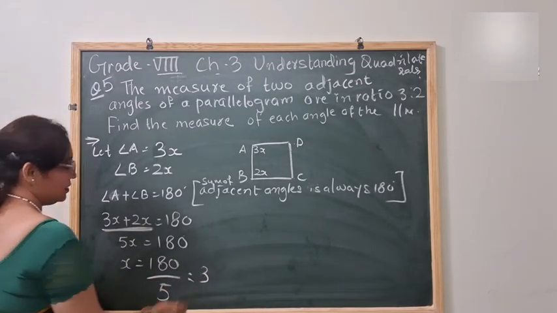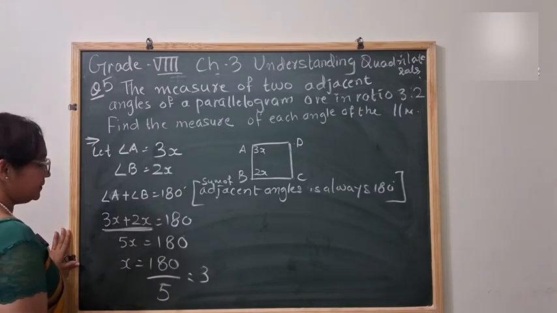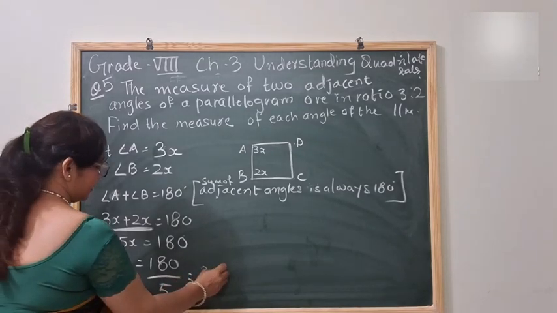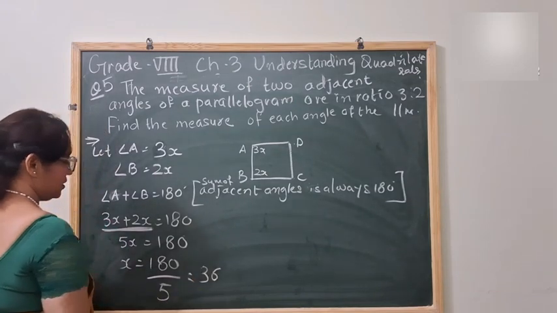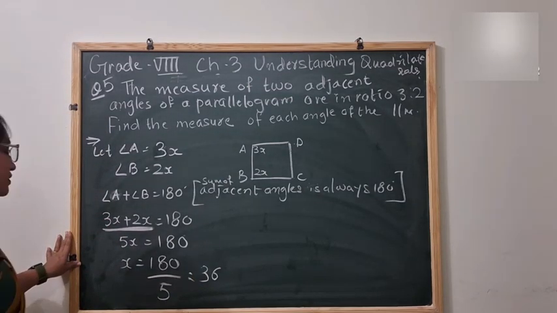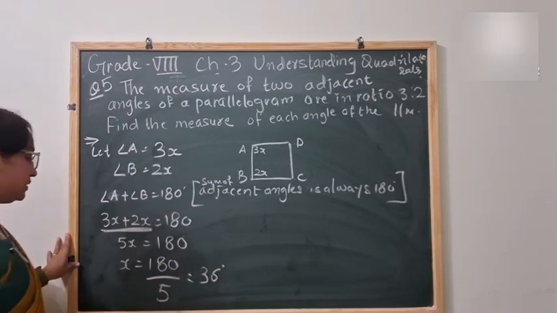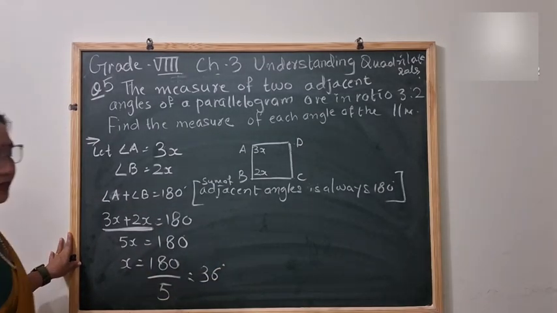5 ones are 5, 5 threes are 15, 16, 17, 18. So 5 sixes are 30. 5 sevens are 35, 36 is the answer. Value of x is 36 degrees. That is the value of x for angle A and angle B.